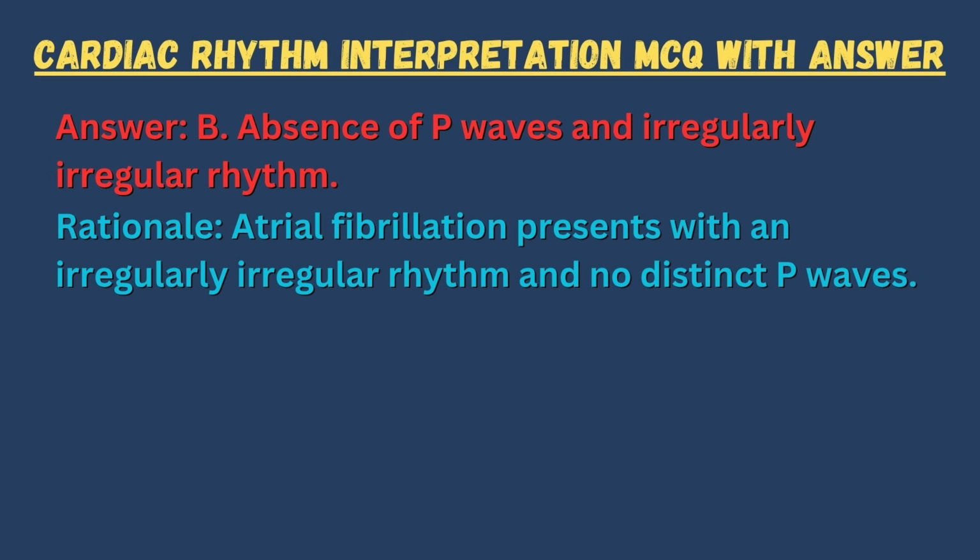Answer. B. Absence of P waves and irregularly irregular rhythm. Rationale. Atrial fibrillation presents with an irregularly irregular rhythm and no distinct P waves.